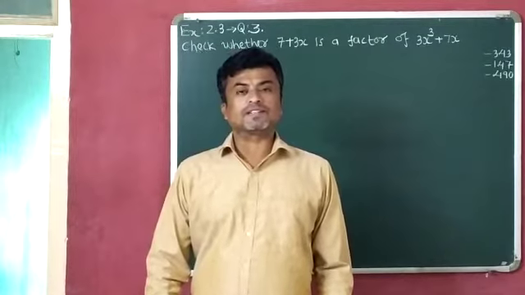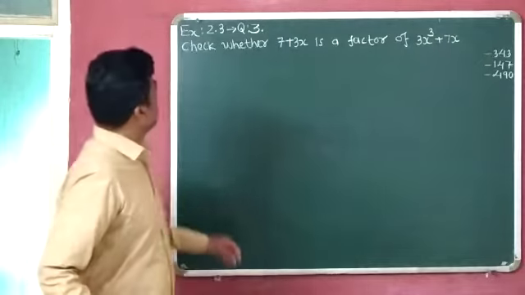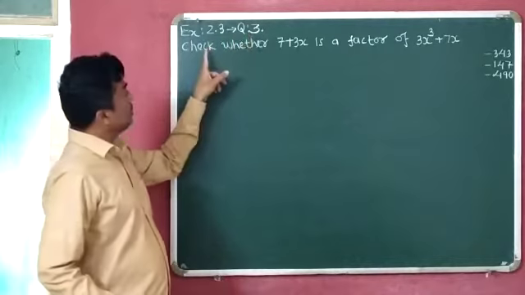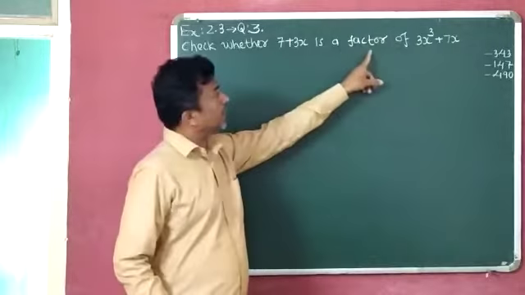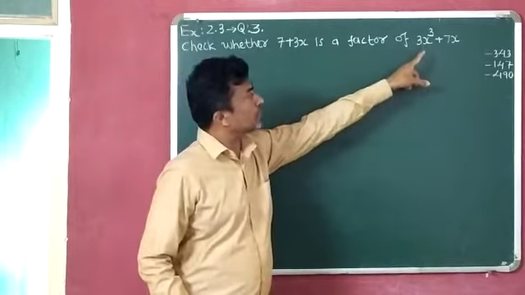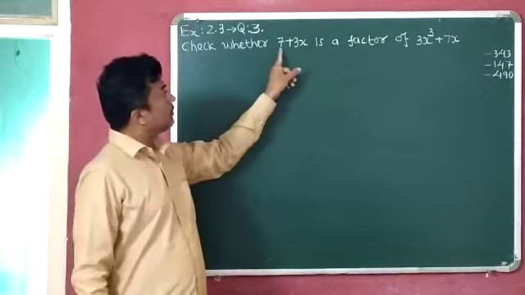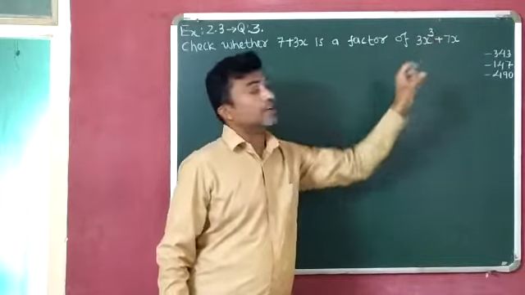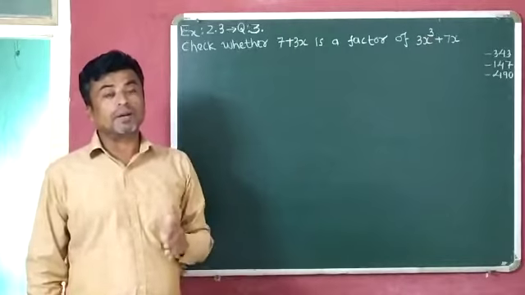Students, today we will discuss exercise 2.3 question number 3. Check whether 7 plus 3x is a factor of 3x raised to 3 plus 7x. Means here we have to check whether 7 plus 3x is a factor of 3x raised to 3 plus 7x or not. For that we have to identify the remainder.